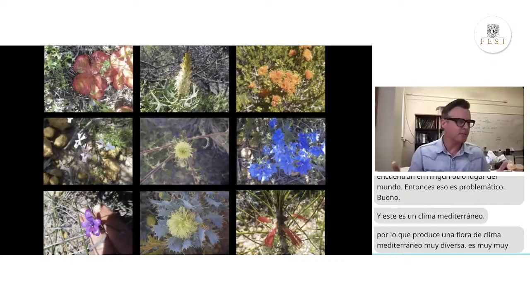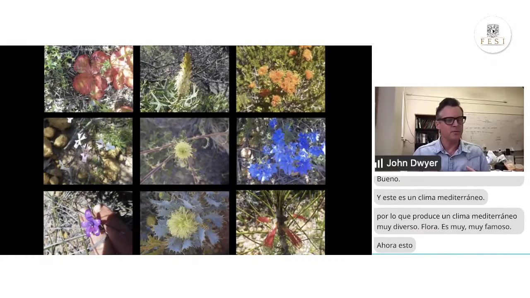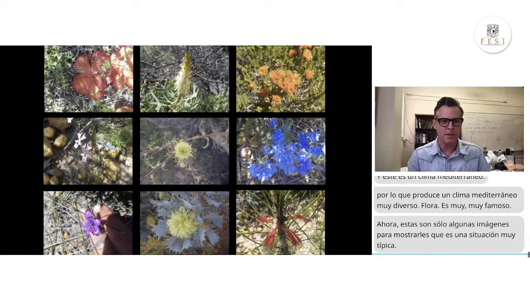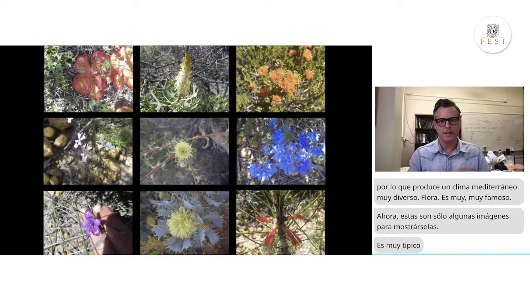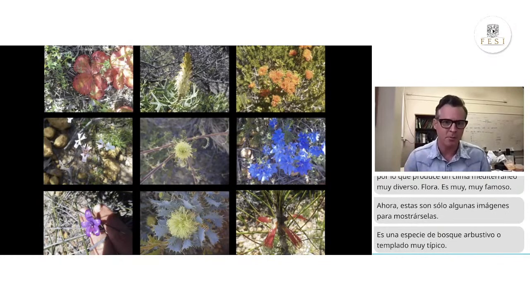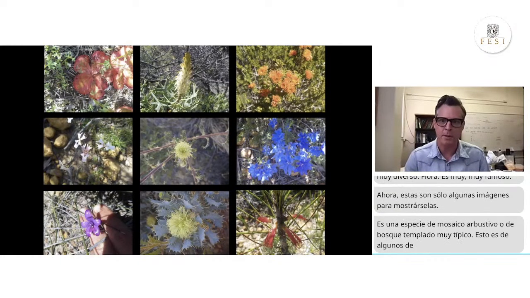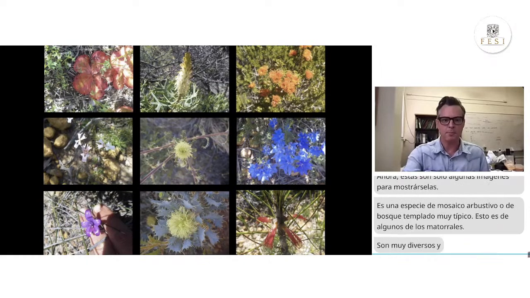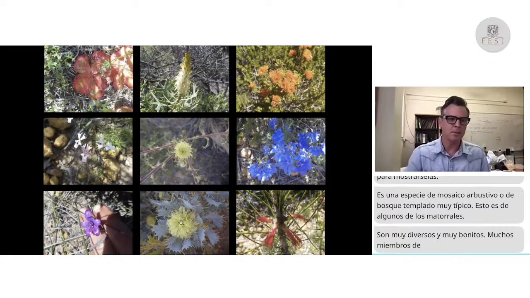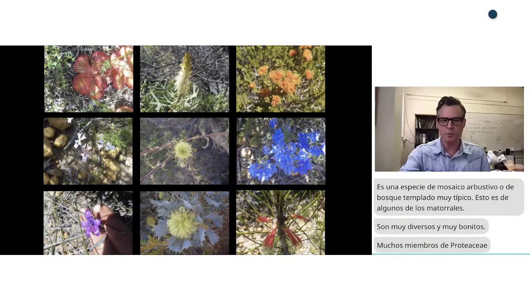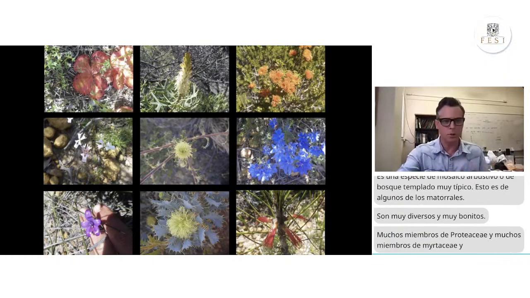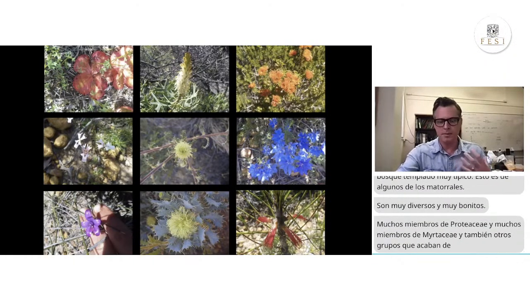Now, this is just a few images to show you. It's a very typical sort of shrubby or temperate woodland sort of mosaic. This is from some of the shrublands. They're very diverse and very pretty. Lots of members of Proteaceae and lots of members of Myrtaceae and other groups as well that have just absolutely diversified in this part of Australia.